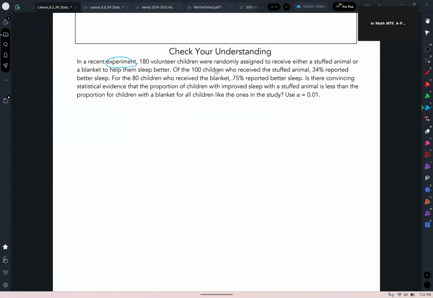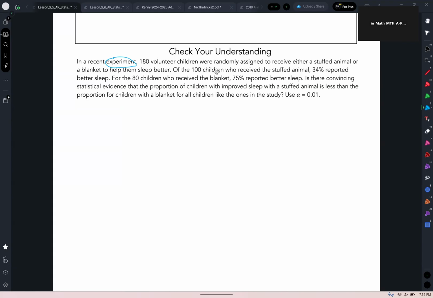Of the 100 children who received the stuffed animal, 34% reported better sleep. For the 80 children who received the blanket, 75% reported better sleep. Is there convincing statistical evidence that the proportion of children with improved sleep with a stuffed animal is less than the proportion for children with a blanket for all children, like the ones in the study?